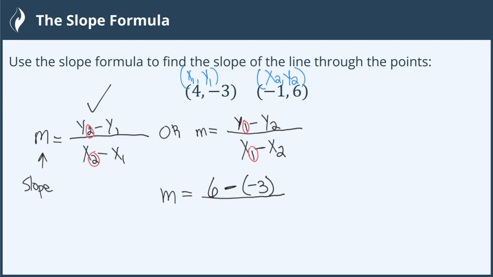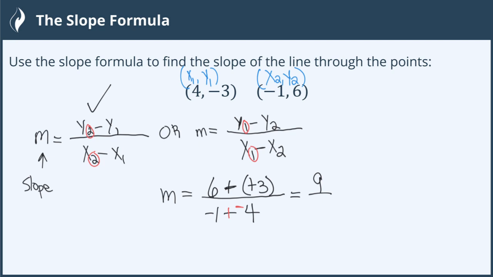In the denominator, it says x2 minus x1. Well, x2 is -1. Put the minus sign, x1. So this is 6 minus -3. Remember, a negative and a negative make positive, so that's really 9. And then the denominator says -1 minus 4. Remember, you can make your minus sign a plus sign and move the negative with the number. So this really says -1 plus -4.